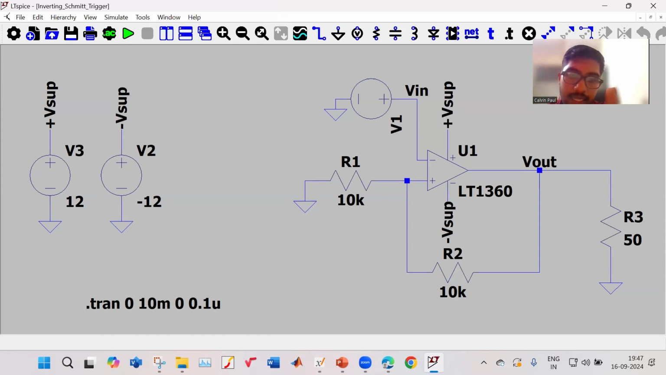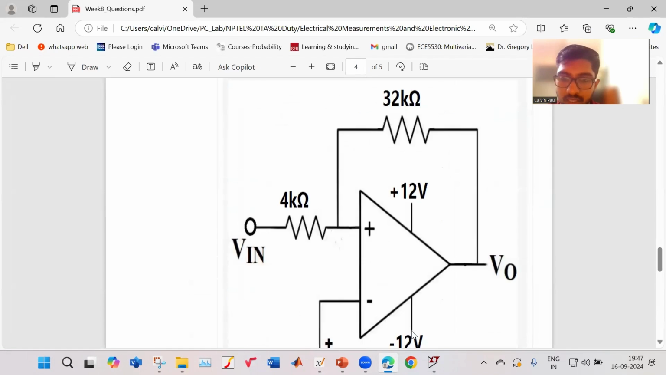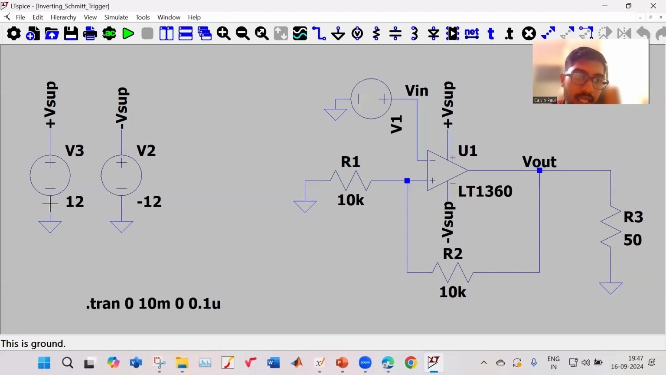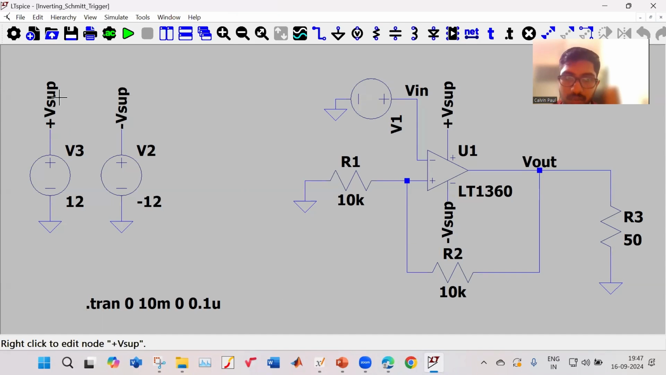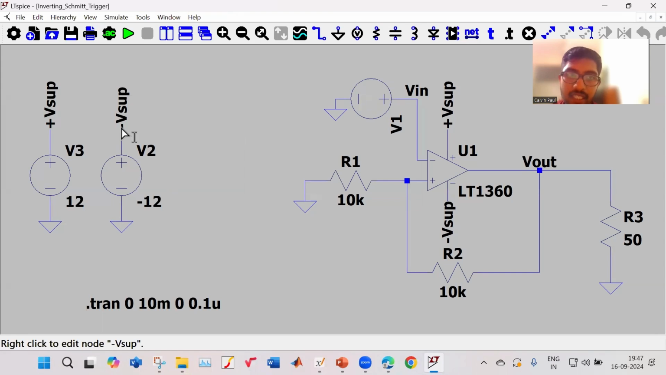In all these circuits, I use a plus 12 volt and a minus 12 volt supply, and I label them plus V supply and minus V supply. Here I give a 12 volt DC voltage source, and that point is plus V supply with respect to the ground of my circuit. Then I have another DC voltage source of minus 12 volt with respect to the ground, and that is minus V supply.